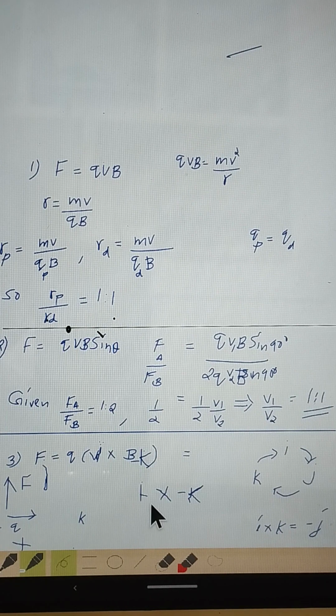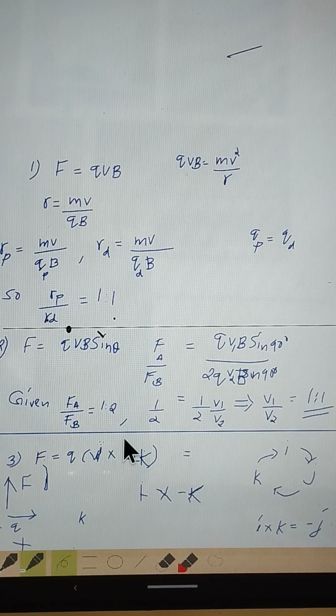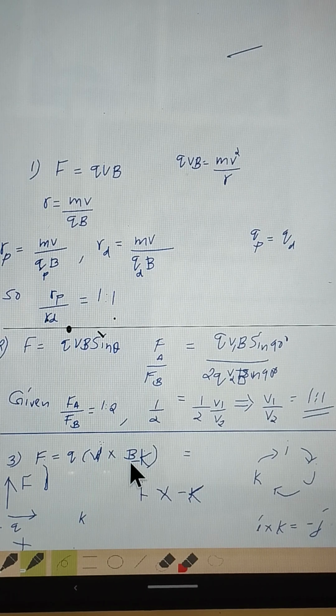Then we know that i cross minus k will be equal to j. So we find again that the magnetic field vector is acting along minus k direction. K is the unit vector associated with the positive direction of z axis, so minus k is the unit vector associated with the negative direction of z axis. So B should be pointed into the plane of this whiteboard, that is along minus z direction.